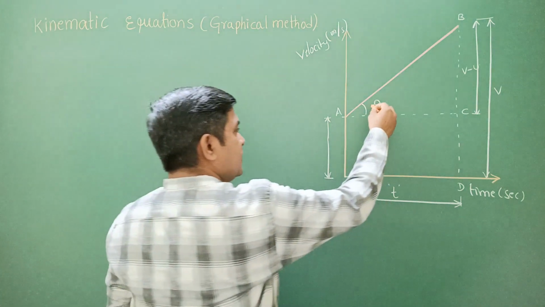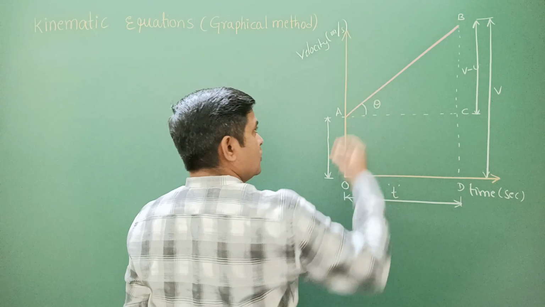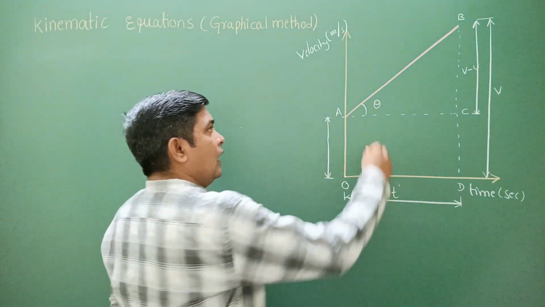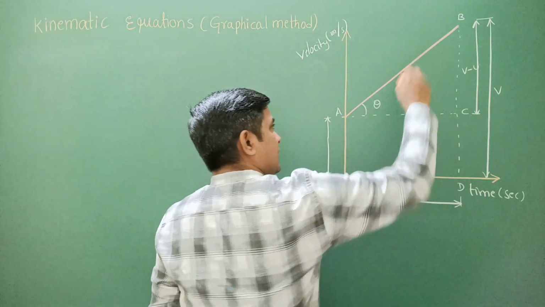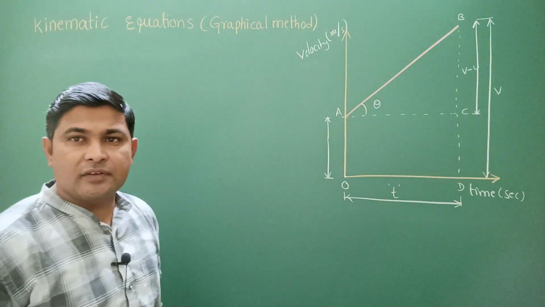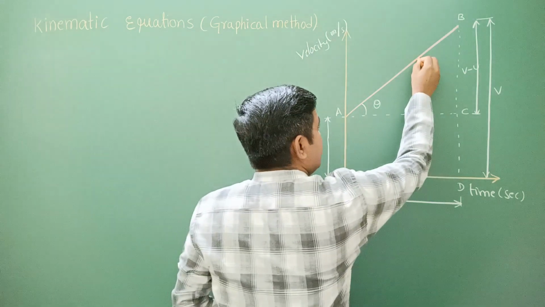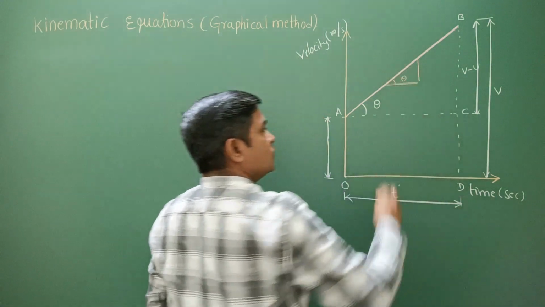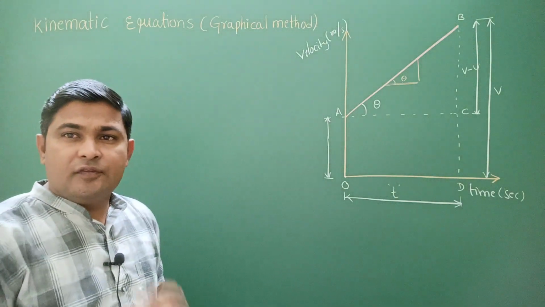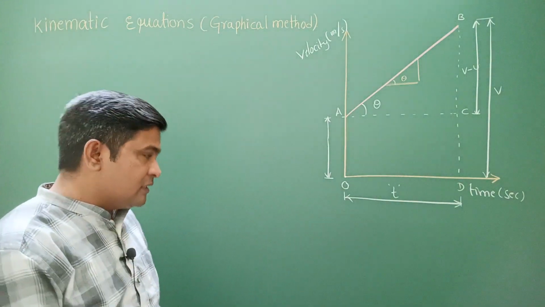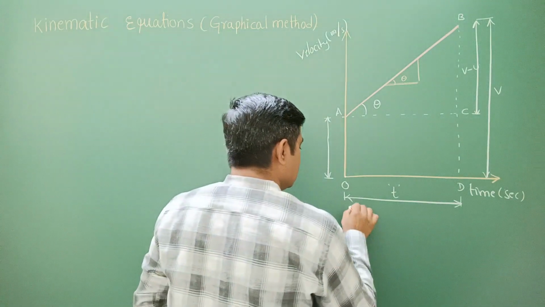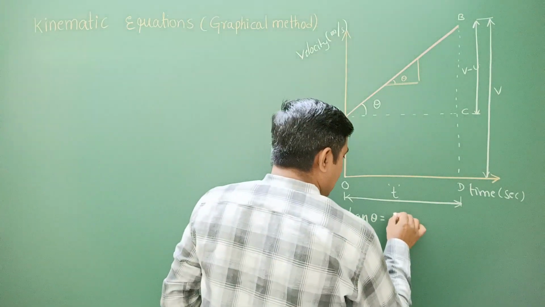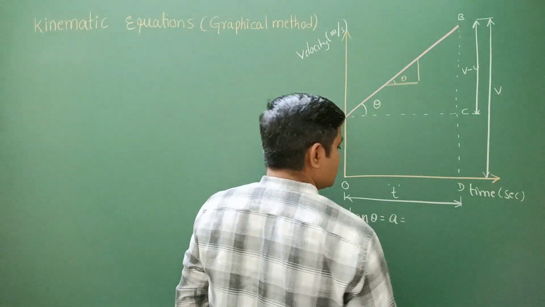So what is the slope going to give? This slope, theta, tan theta is going to give what? A straight inclined line is going to give us a constant slope. Wherever you take the slope, the theta is going to be constant. Means if theta is the slope, we are saying constant acceleration. Tan theta equals constant, or acceleration equals constant.